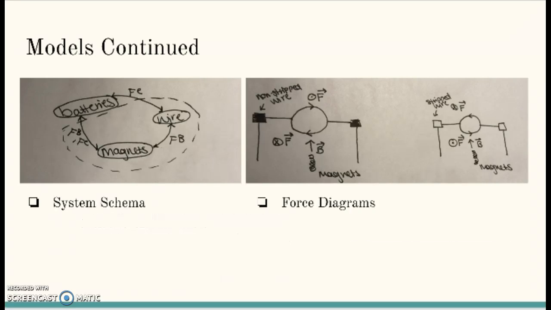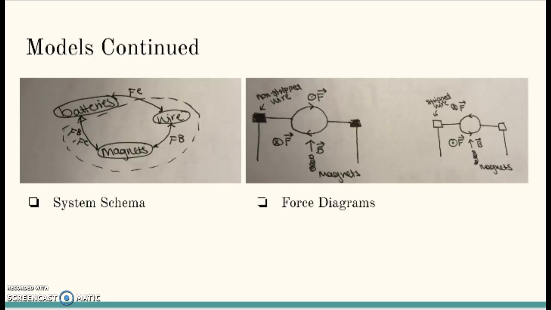Here we have the pictographic models of the experiment. On the left, we have the system schema. The wires and the magnets are shown as being the only objects inside the system. There was a magnetic force between the magnets and the wire, as well as between the magnets and the batteries, and there was an electric force between the batteries and the wire, as well as between the batteries and the magnets.